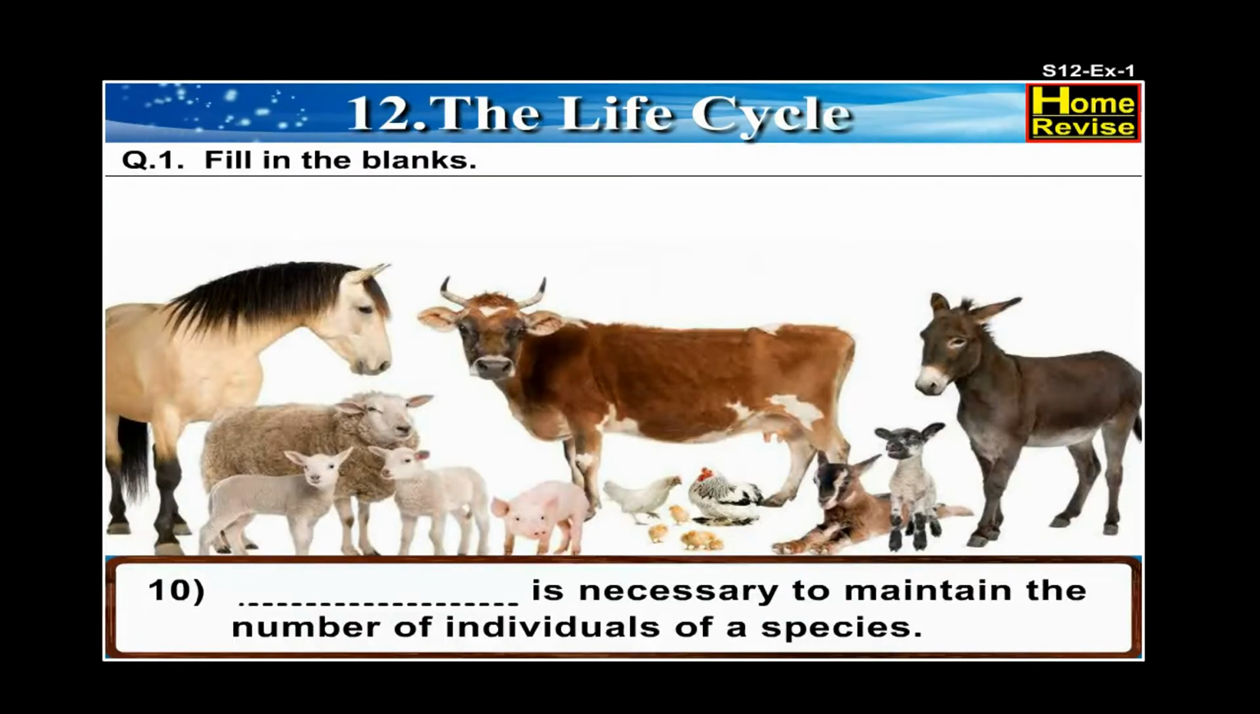10. Dash is necessary to maintain the number of individuals of a species. The answer is reproduction is necessary to maintain the number of individuals of a species.